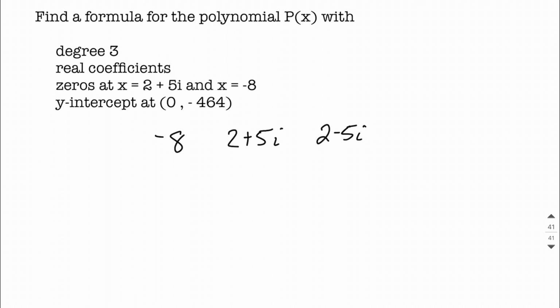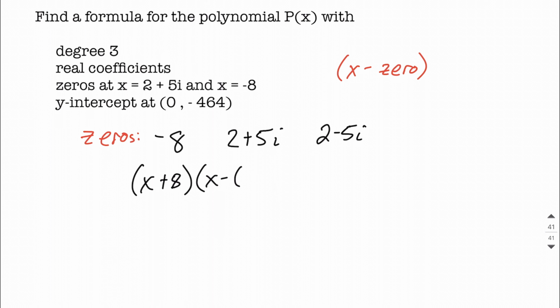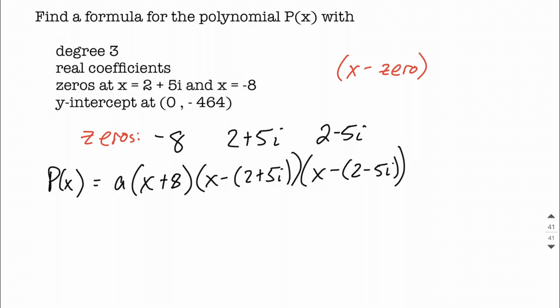All right, from here, let's go ahead and set up some factors to go along with it. These are our zeros. So factors always go as x minus whatever the 0 is. So in our case, our factors are going to be x minus negative 8 is x plus 8. We have x minus 2 plus 5i. We have x minus 2 minus 5i. I'm also going to go ahead and put an a out here in front. That a is going to represent some sort of scalar multiple, and we're going to have to find that at some point. That'll be towards the very end.